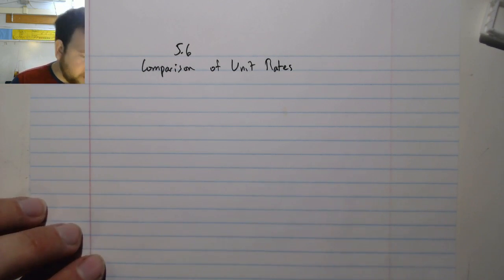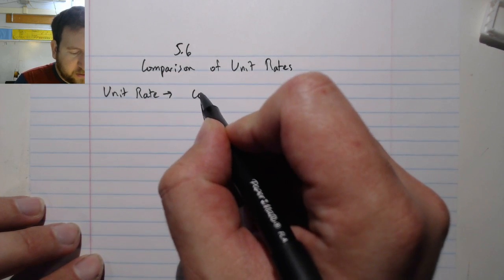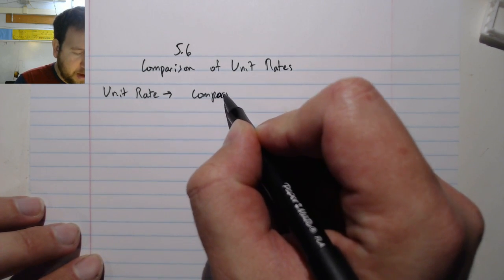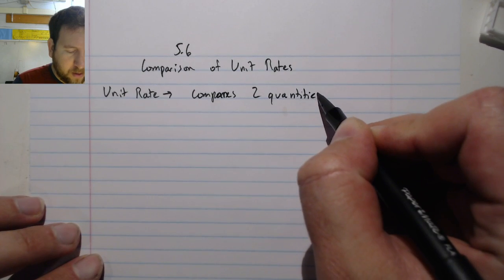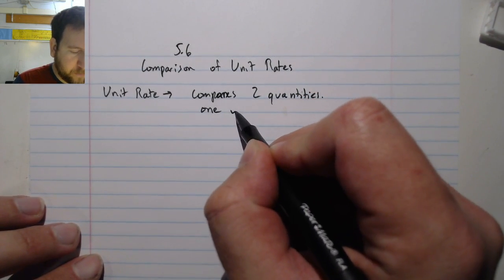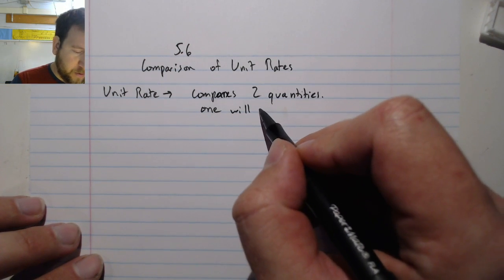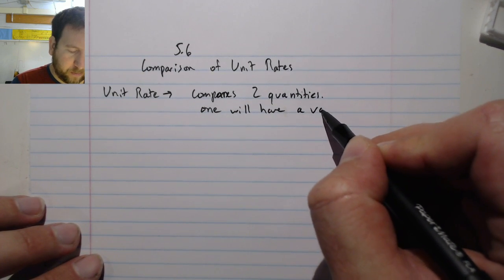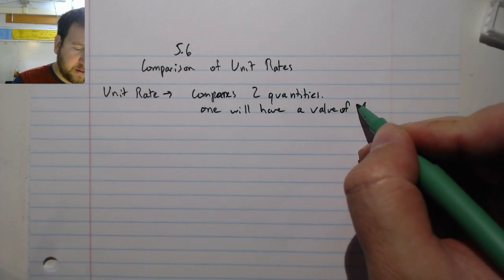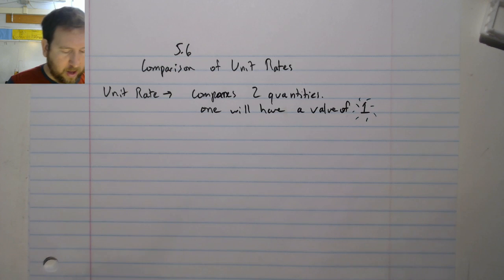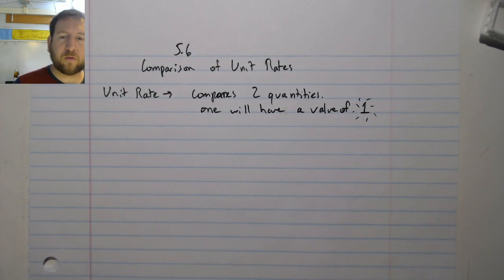So again, a unit rate is something that compares two quantities, and one will have, what word do they use? One will have a value of 1. And that's the key, and that's what turns it into a unit rate. So again, we're going to be comparing them and seeing who can do the most.